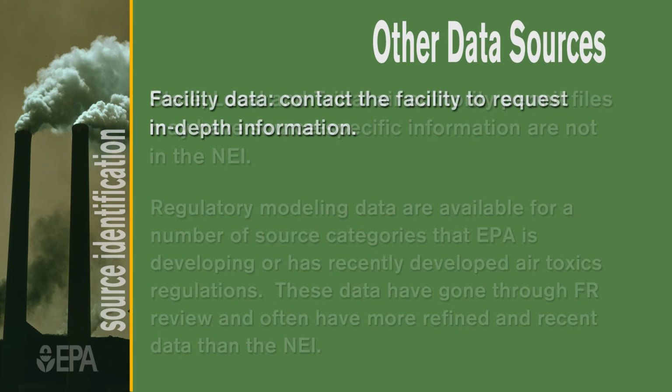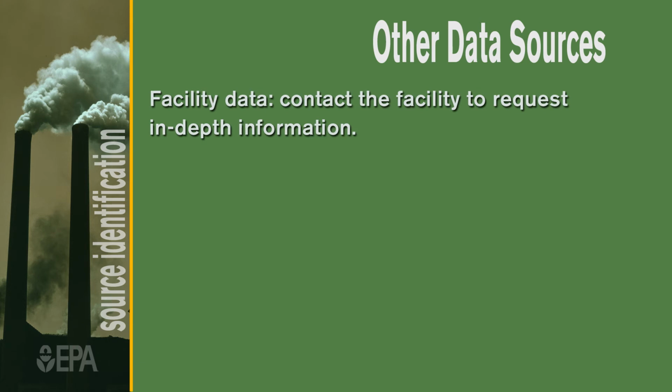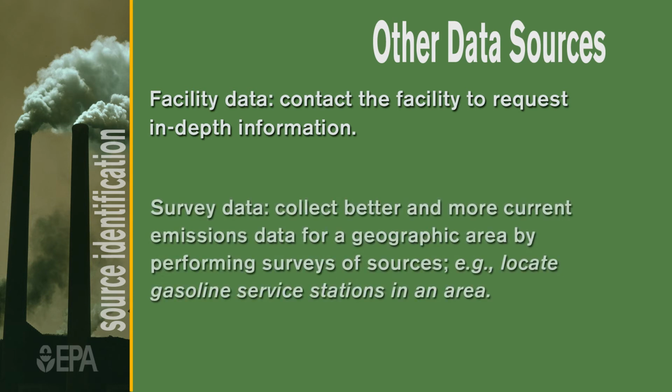You could also contact individual facilities to request specific information. And you can also go out with survey data if you were looking at non-point sources. So you could do surveys of the number of homes in an area that have wood stoves and the type of wood stoves that they have. You can look at service stations in your area and get information on whether you're using stage 1, stage 2 controls through survey data.